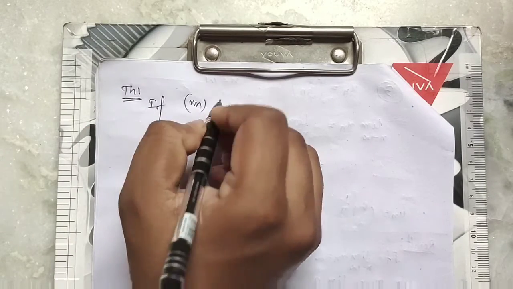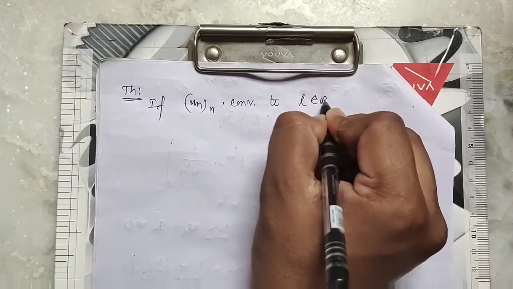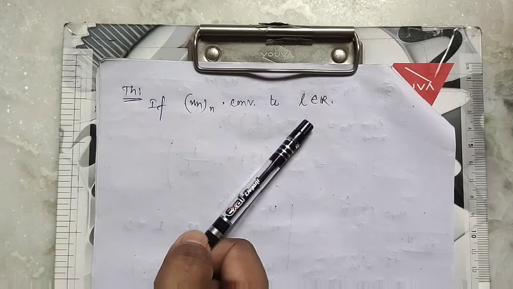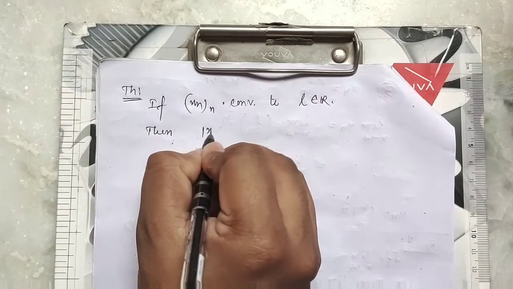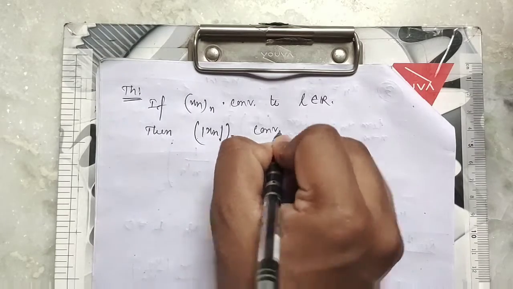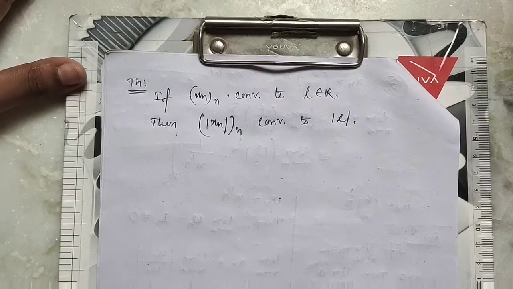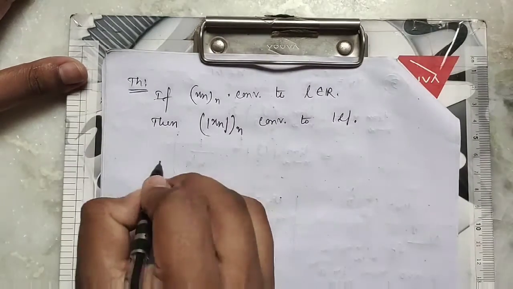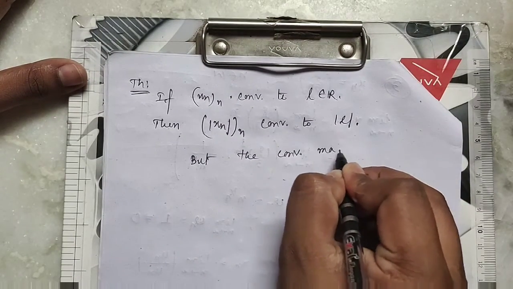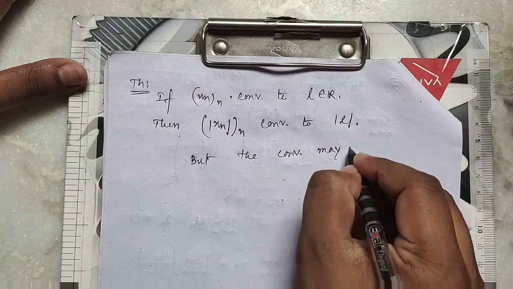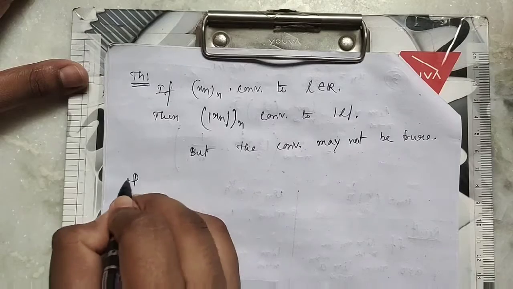If xn is a sequence which converges to L, then the sequence mod xn converges to mod L. Okay, then the sequence mod of xn converges to mod L, but the converse may not be true. Okay, proof.